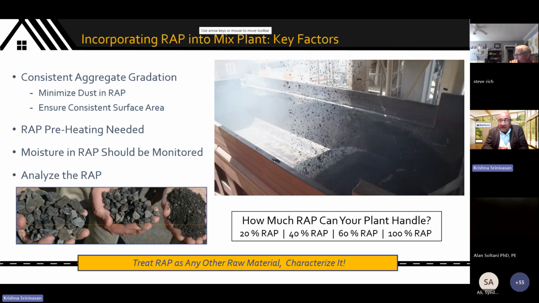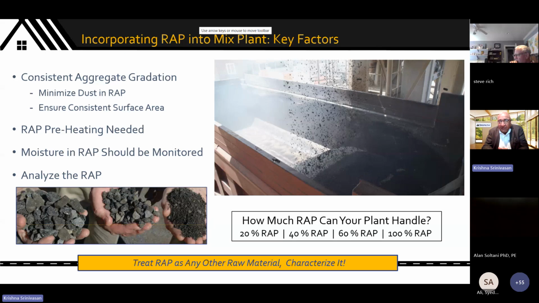RAP preheating, this is critical. Imagine, if you will, you want to make a 40% RAP mix. That means 400 kilograms for every 1,000 kilograms coming in is RAP. If it comes in cold, it throws your heat balance completely out of whack. If it comes in wet, then that moisture has to be driven off. That heat has to be supplied to provide the latent heat of vaporization. That severely compromises the ability of the plant.